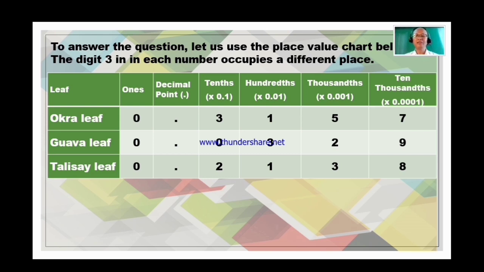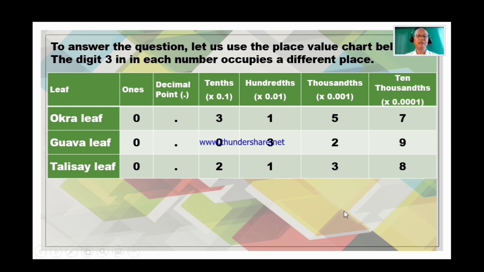So if we have this place value chart, you are going to chart all the numbers given as the thickness of each leaf. So we have the okra leaf, 3,157 ten thousandths centimeter. For guava leaf, 329 ten thousandths centimeter. For talisay leaf, 2,138 ten thousandths centimeter. Now, what does that digit 3 mean in its number?